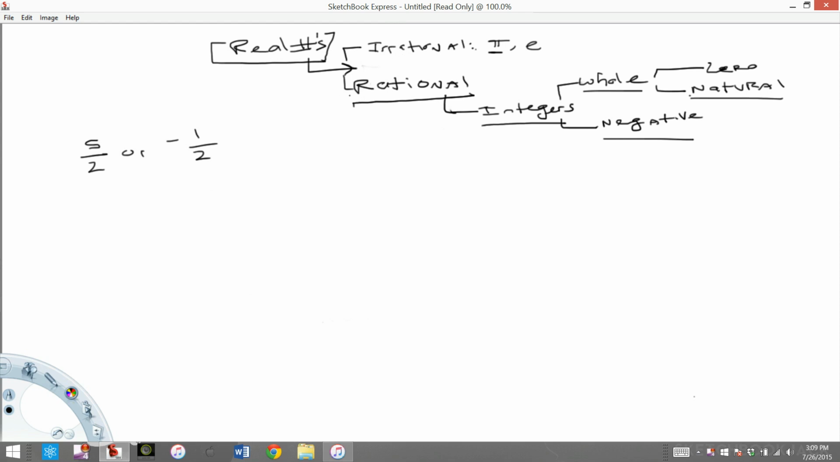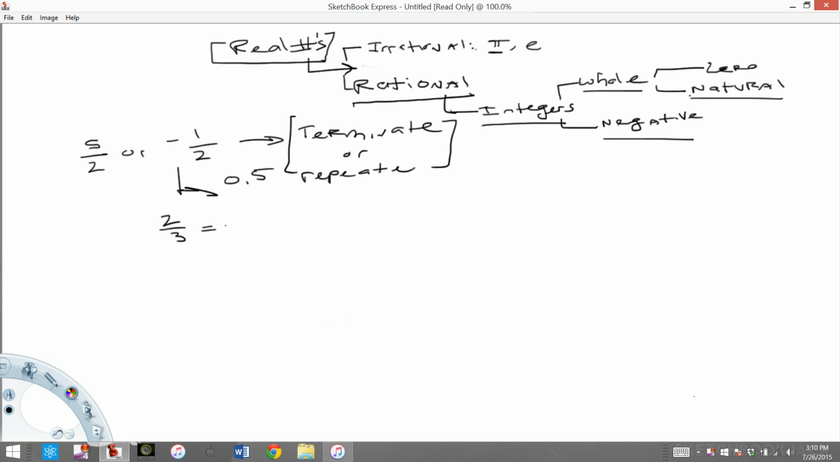In the previous video I stated that rational numbers are fractions and therefore they can either terminate or repeat, right? This does not hold for irrational numbers. So rational numbers can terminate or repeat in their decimal forms, right? So 1/2 is 0.5, that's a terminating number, right? I say 2/3 equals 0.666 and then it goes on, right? That's repeating.